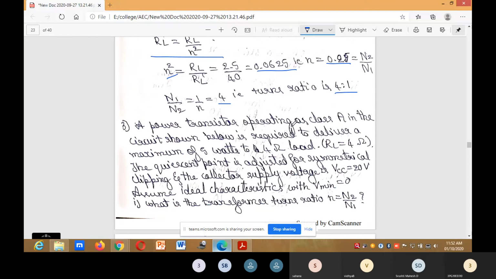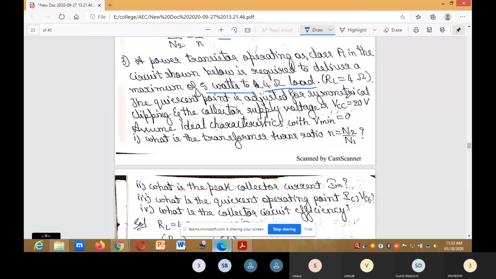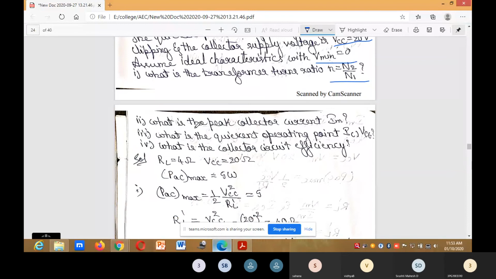A power transistor operating as a class A in the circuit shown below is required to deliver a maximum of 5 watt to a 4 ohm load. RL is equal to 4. The quiescent point is adjusted for symmetrical clipping and the collector supply voltage is VCC. They have given that 20 volts. Assume ideal characteristics with V minimum is equal to 0. What is the transformer turns ratio? N is equal to N2 divided by N1. What is the peak collector current? IM we need to find out, and ICQ, VCEQ, and we need to find out efficiency.